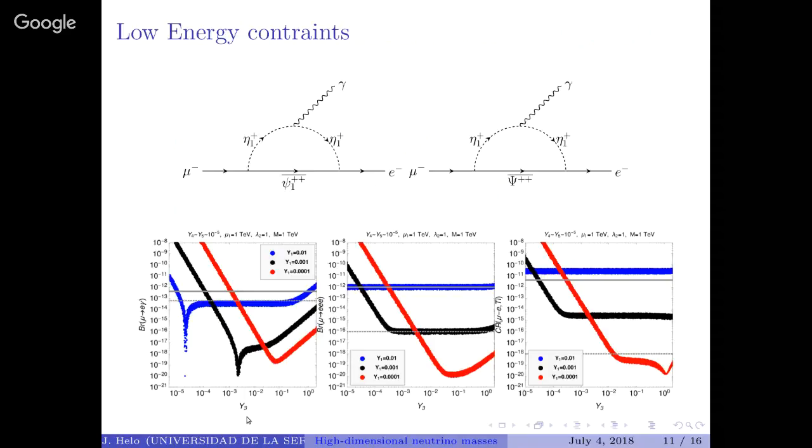The horizontal full lines show current experimental limits, and the horizontal dashed lines future expected sensitivities. The non-observation of lepton flavor violating decays can be used to put upper bounds on the Yukawa couplings of our models. At the same time, the observed neutrino masses require lower bounds on these Yukawa couplings, and the combination of both constraints results in a very restricted range of allowed parameters.